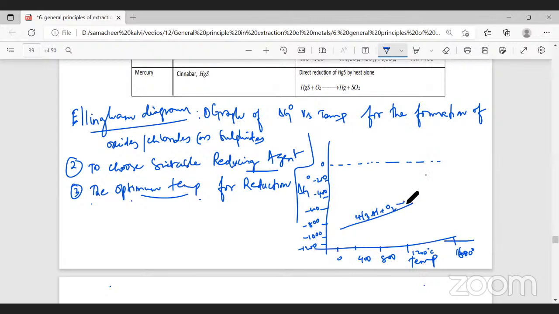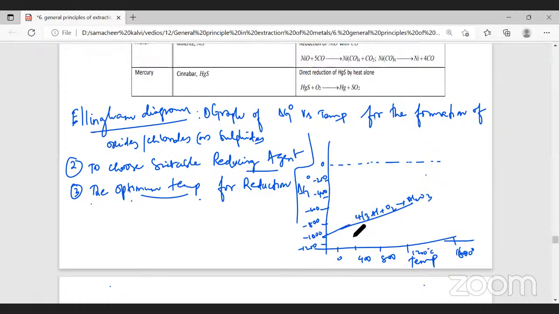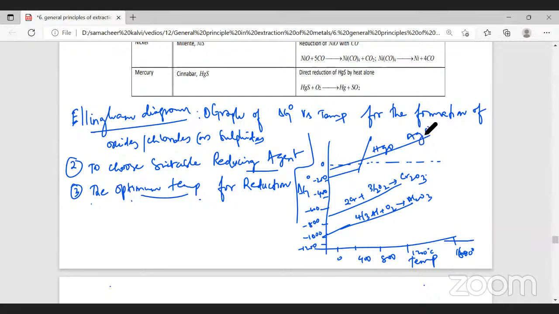plus O2, giving you Al2O3. Next, I will write for chromium plus 3/2 O2, giving you Cr2O3. I will write here 200. I will draw this graph. This is HgO formation, and I will write this graph like this. This is for Ag2O, silver oxide. I've drawn only 4 graphs.